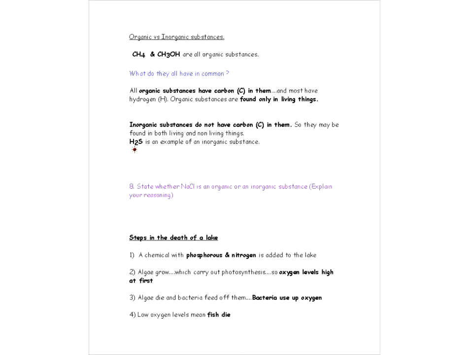All right, so here's a question. State whether NaCl is an organic or an inorganic substance, and explain your reasoning. Okay, well, because it doesn't have carbon in it, it's got to be an inorganic substance. See, this is actually Cl, it stands for chlorine rather than carbon. Okay, so no carbon, then it's not an organic substance.